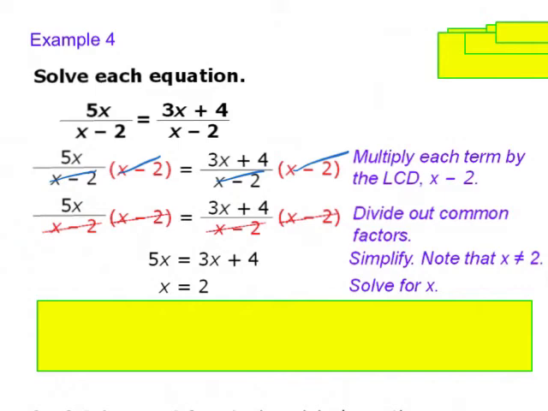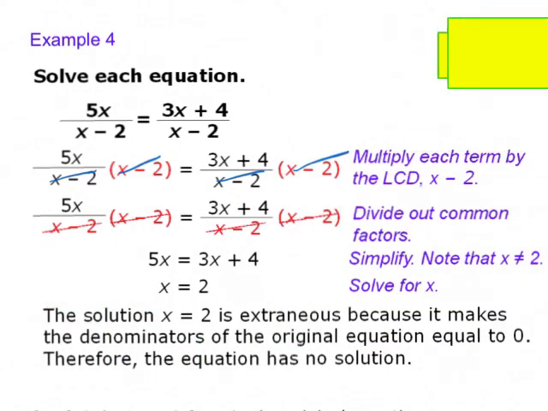Why? Well, you tell me why. Yes, you're right. We cannot divide by 0. So that means I have an extraneous solution. And what is my solution? Well, my solution is going to be the empty set. Or you could say no solution.